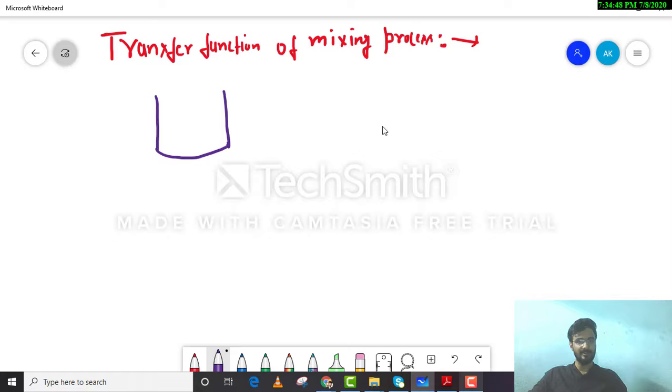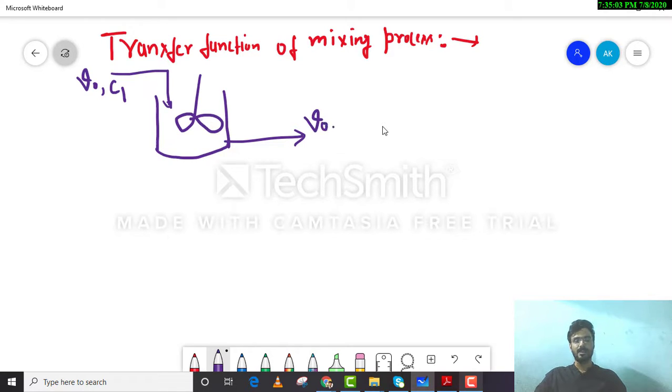This is a mixing tank. Here the component is going to enter this particular tank, and here the component is going to go out. This is V naught, the volumetric flow rate of component 1, and C1 is the inlet concentration. Here we are going to maintain the volumetric flow rate, inlet and outlet, the same. Then the calculation becomes very easy, and C2 is the outlet concentration.